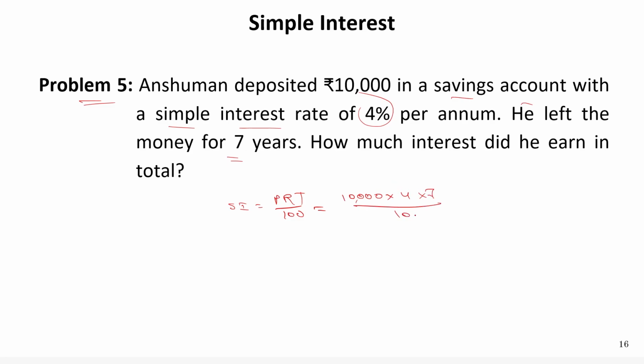7 whole by 100, right? Because these are in percentage and this is in years. So cancelling 2 zeros out from here, what we are left with is 1000 into 4 into 7. So 7 into 4 is equal to 28,000. So he left the money for 7 years, so the amount of money that he will have after that will be this much. Cancelling 2 zeros out from here, it will be 100 into 28, that is equal to 2800. So 2800 will be the correct answer.